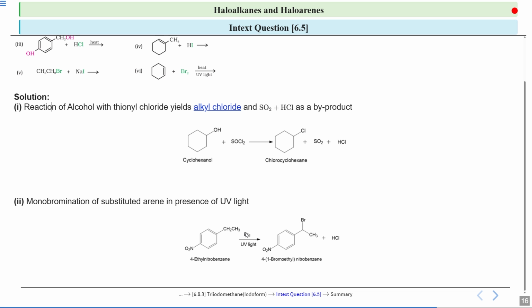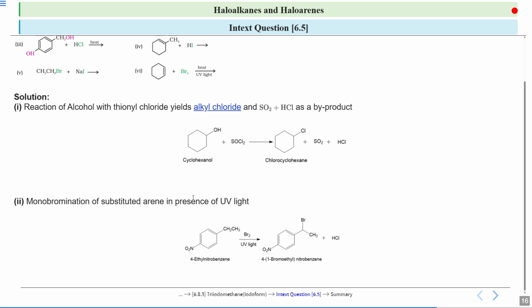This bromine is going to be released as a free radical. So this reaction is happening via a free radical mechanism. Bromine will release free radicals, and we also get this ethyl free radical. Then bromine is going to attack this ethyl free radical and form this product, that is 4-(1-bromoethyl) nitrobenzene. So at this very second carbon in the ethyl group, the bromine is going to attach, and NO2 will remain at the same position, plus HCl will be your side product.